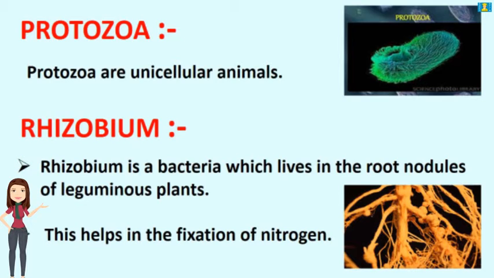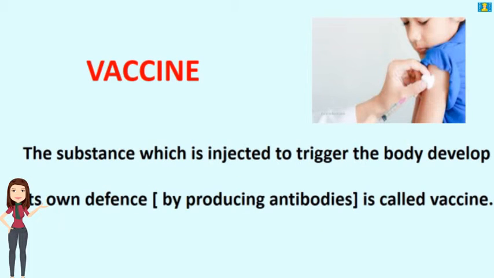Rhizobium. Rhizobium is a bacteria which lives in the root nodules of leguminous plants. This helps in the fixation of nitrogen. Vaccine. The substance which is injected to trigger the body develop its own defense by producing antibodies is called vaccine.